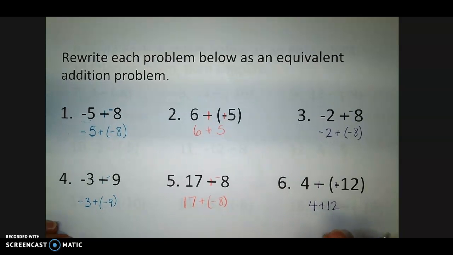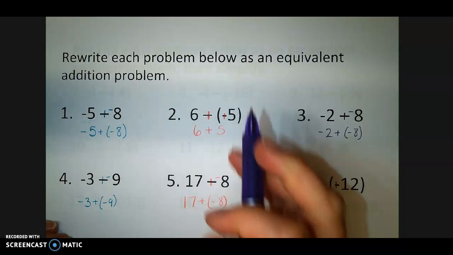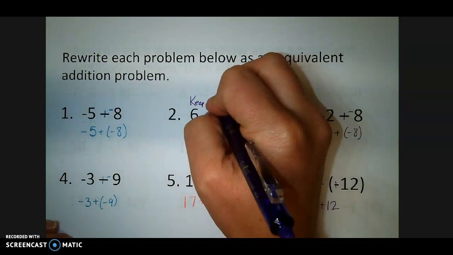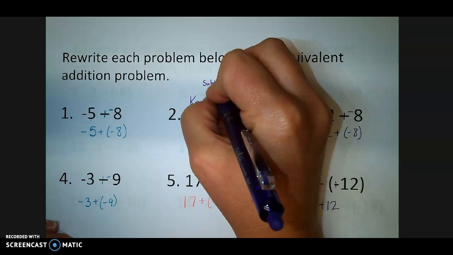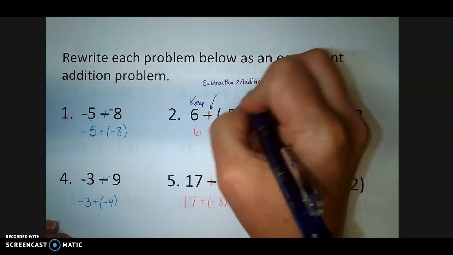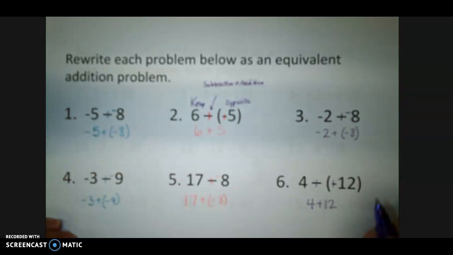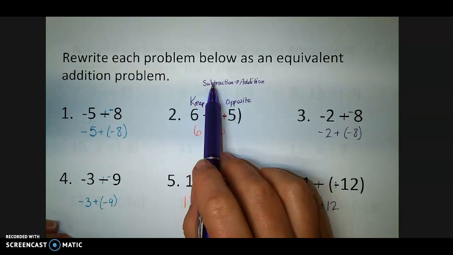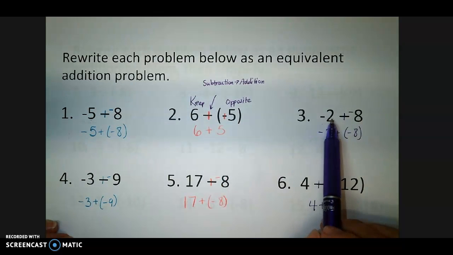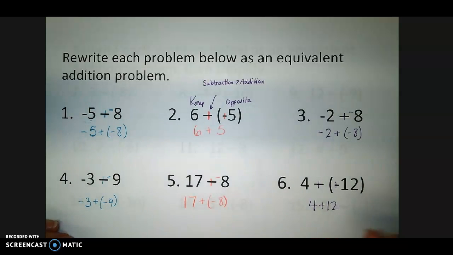So as you can see, I've turned all of these subtraction problems into addition problems. And a little thing that you can keep in your head is that you are going to keep this first number. Leave it alone. You are going to change subtraction into addition. And then I want the opposite of that second number. So keep the first number, change subtraction to addition, and I want the opposite of that second number. So negative 2 minus 8 became negative 2 plus negative 8. This is easier to apply those addition rules to, so that's why we want to do that.